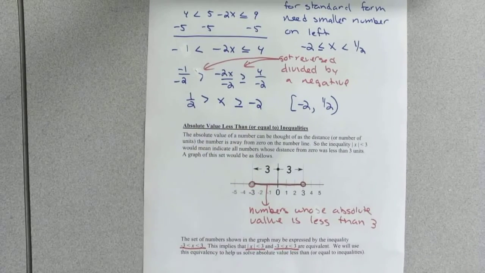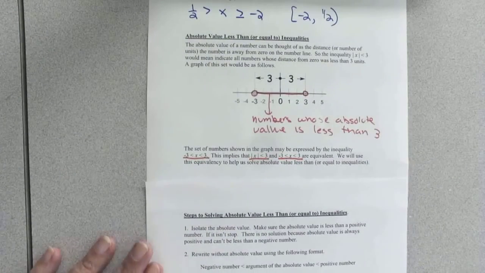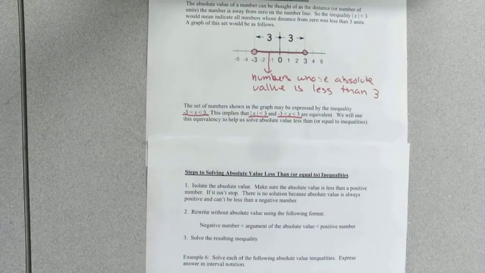And it's that equivalency that's going to allow us to solve less than inequalities. So, steps to solving absolute value less than inequalities. One, isolate the absolute value. Make sure the absolute value is less than a positive number. If it isn't, stop. There is no solution because absolute value is always positive and it can't be less than a negative number. Two, rewrite without absolute value using the following format: negative number less than the argument of the absolute value less than the positive number.